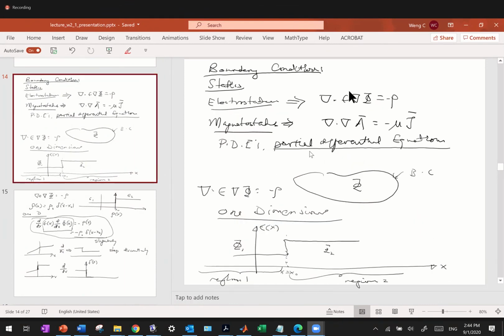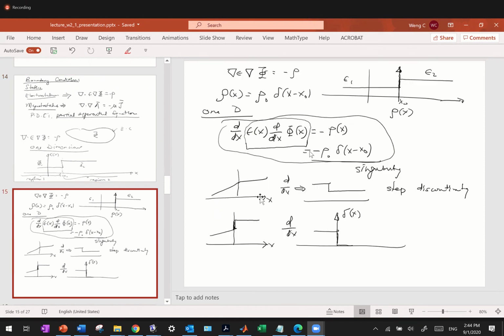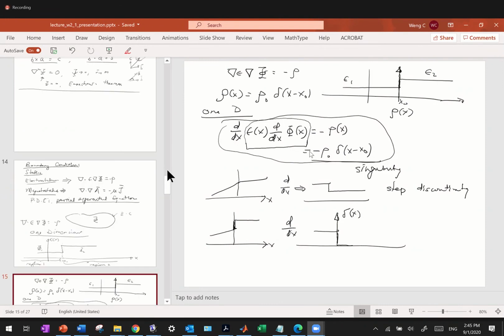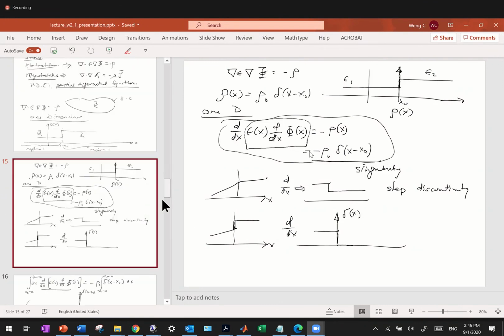And then we study the case of Poisson's equation, because the charge discontinuity or singularity that you have on the right hand side can only come about from the differentiation of the field on the left hand side. Differentiation of a slope discontinuous function gives you discontinuous functions. Differentiation of a step discontinuous function will give you a delta function. So if you have a delta function on the right hand side, you should have a step discontinuous function in the differentiation over here. And from that, you can actually figure out what the boundary conditions are.